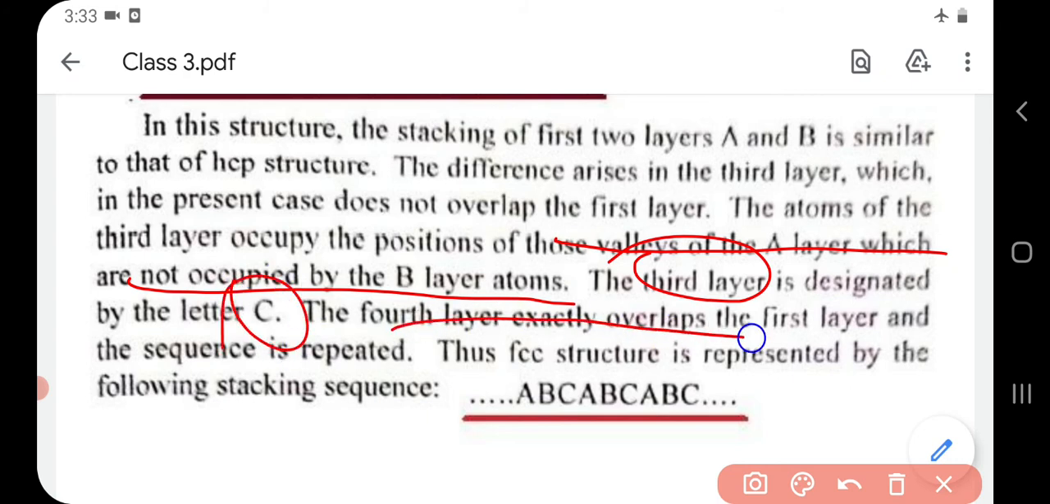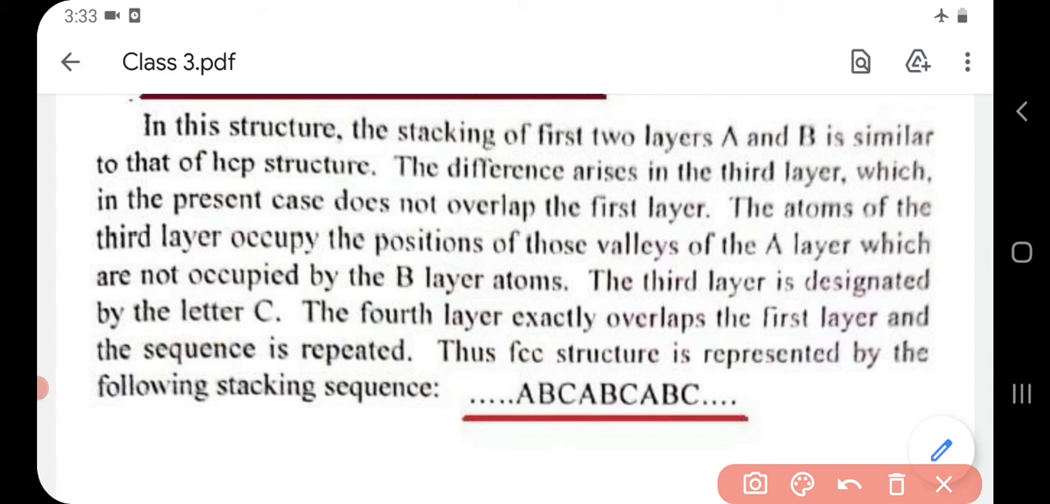Now the fourth layer will exactly overlap with the first layer. In HCP structure it was the third layer that was exactly overlapping with the first layer, but in this case the third layer does not overlap with the first layer. Instead it will occupy the valleys of the first layer, that is A layer, which are not occupied by the second layer, that is B layer atoms. Instead the fourth layer exactly overlaps with the first layer, and this type of stacking sequence is repeated, and for FCC you will get the arrangement as ABC, ABC, ABC, like that.